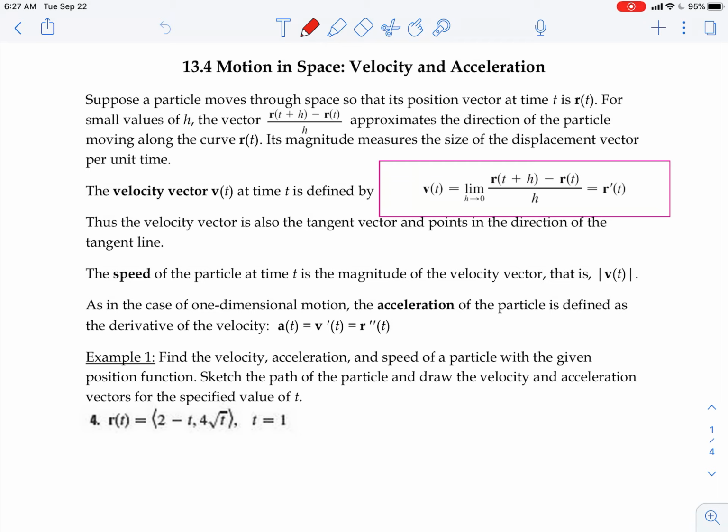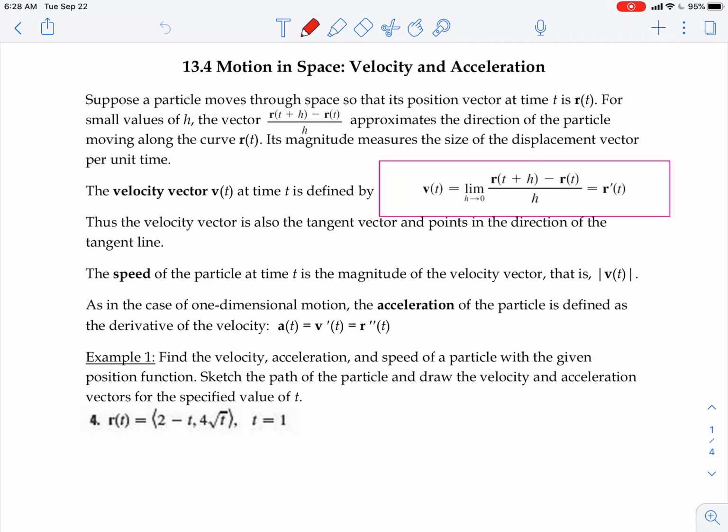on the plane. So suppose a particle moves through space so that its position vector at time t is r of t. For small values of h, the vector r of t plus h minus r of t, over h, approximates the direction of the particle moving along the curve r of t. Its magnitude measures the size of the displacement vector per unit time.